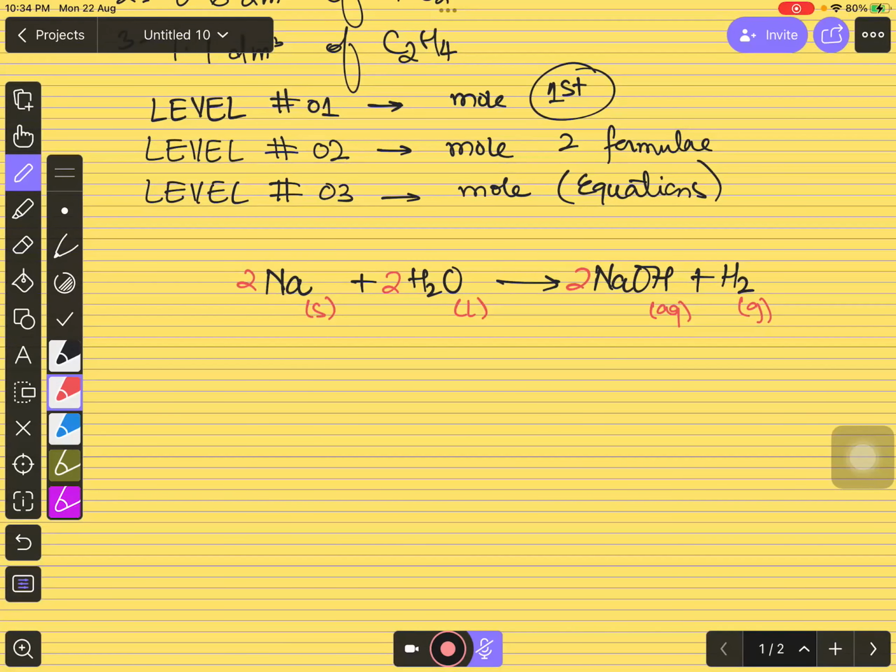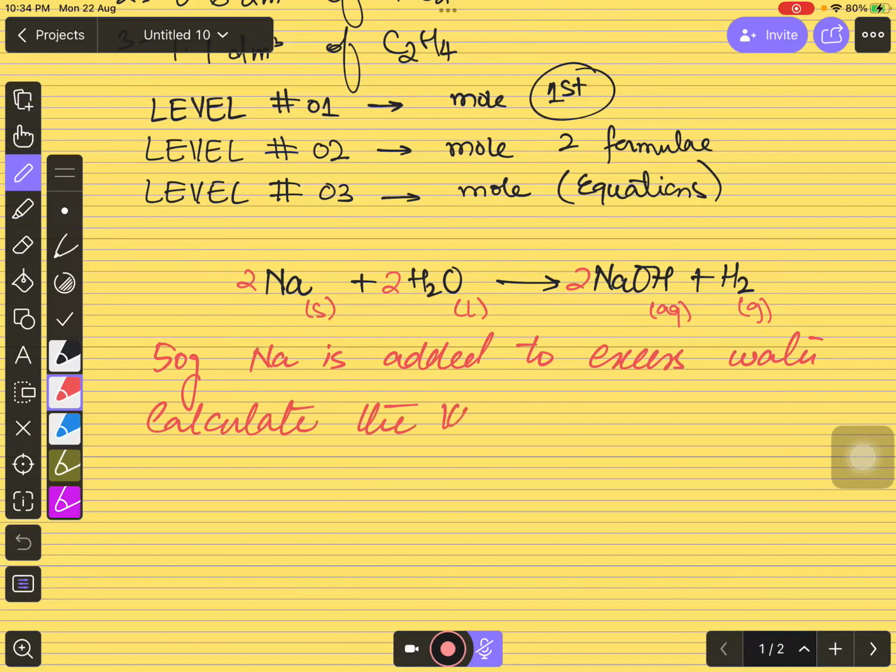And the examiner says that 23 के अलावा कुछ यूज करते हैं, 50 grams sodium is added to excess water. Calculate the volume in centimeter cube of hydrogen gas produced. Right. This is a question from an examiner, and they are asking what the volume of hydrogen gas, or diya kya, the mass of sodium.